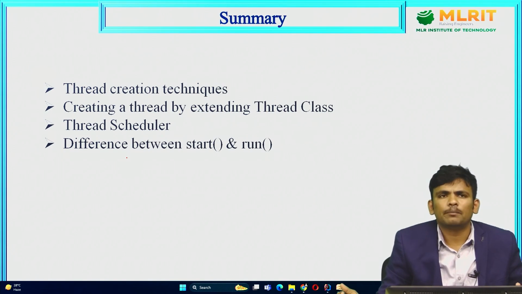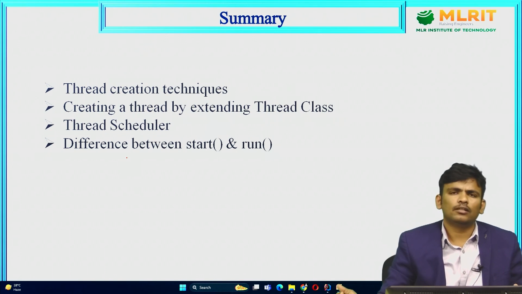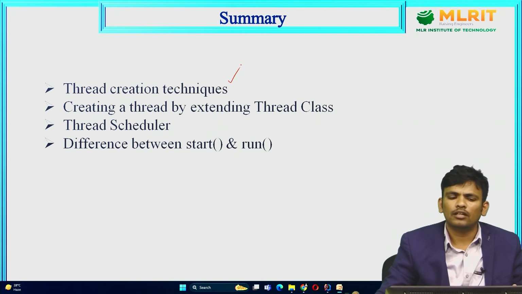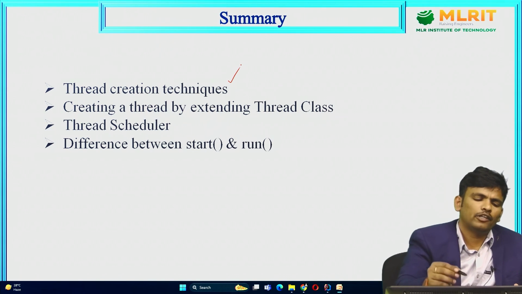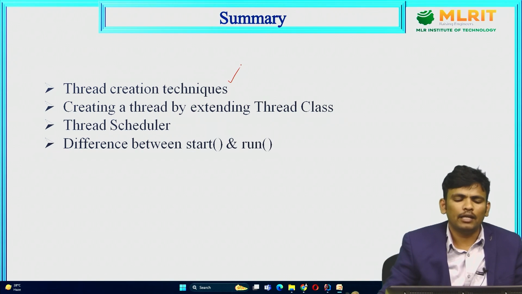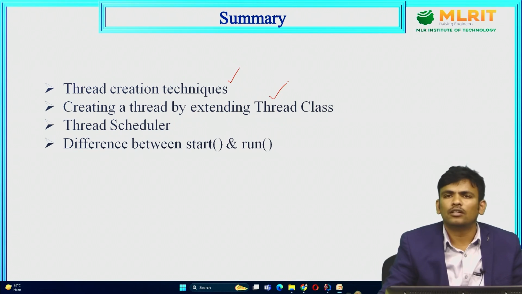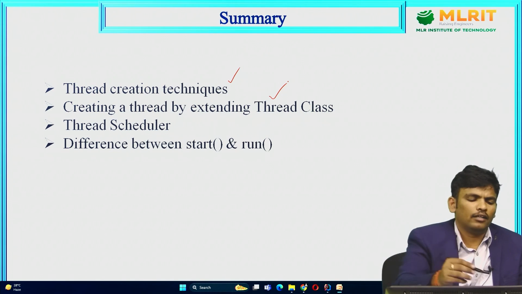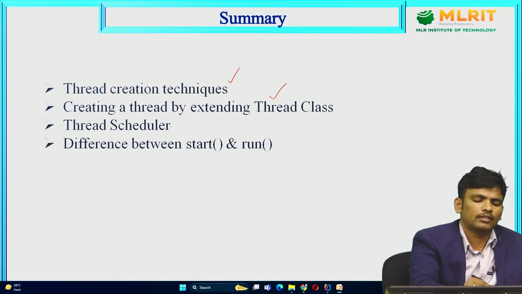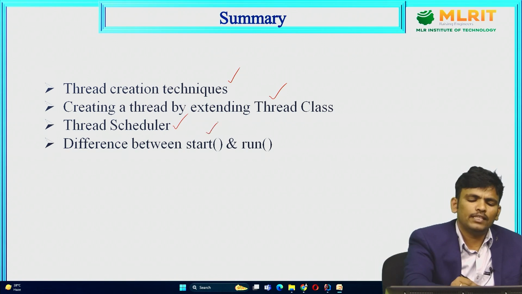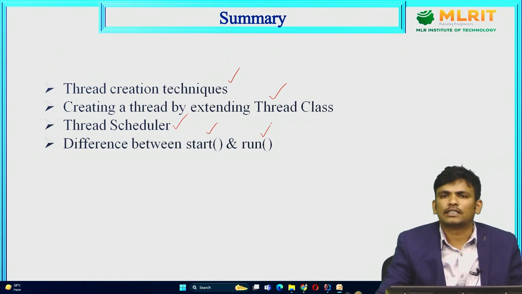So, coming to the summary of this session. In this session, I have explained the thread creation techniques, how many ways we can create a thread, and I explained only creating a thread by extending the Thread class. In the next session, I am going to explain creating a thread by implementing the Runnable interface. I also explained the thread scheduler, its role, and the differences between the start method and the run method.